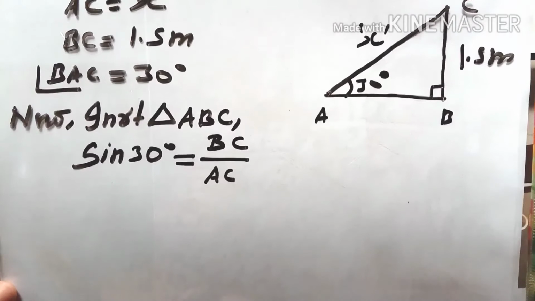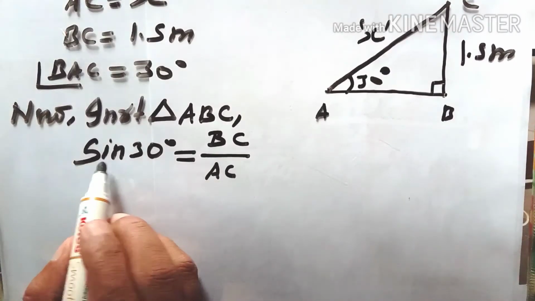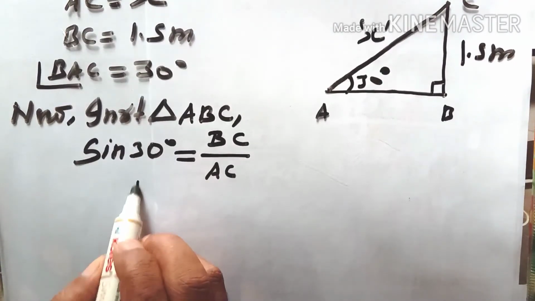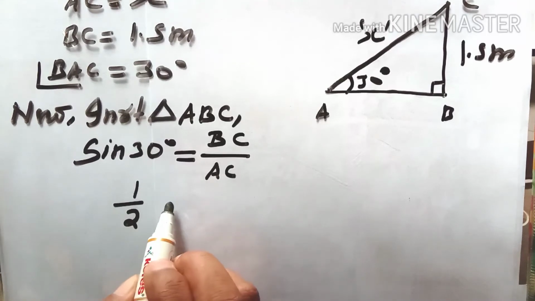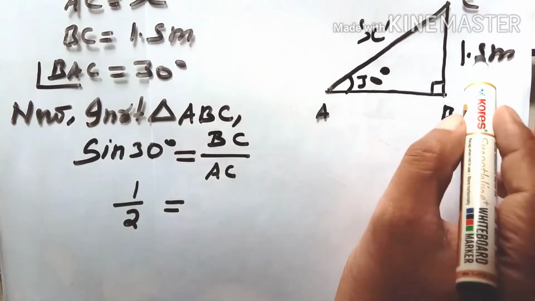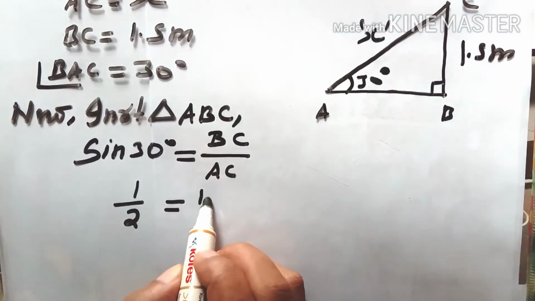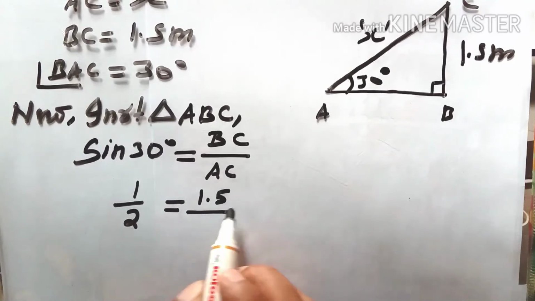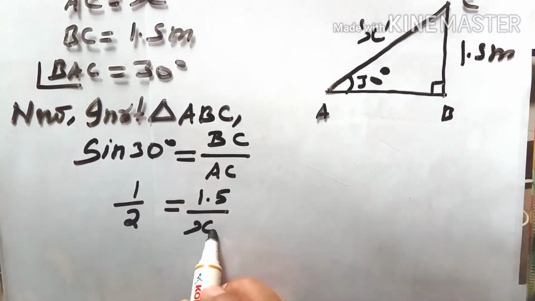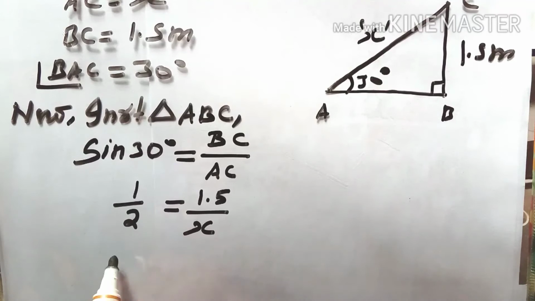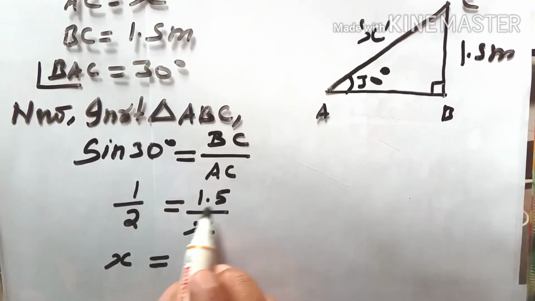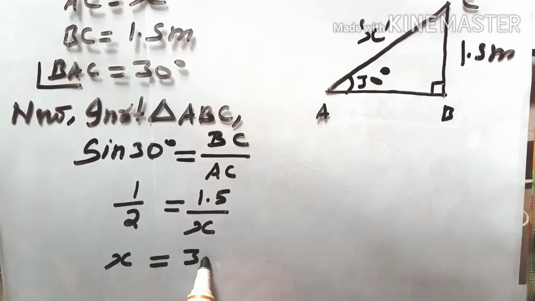Now we can substitute the value here. Sine 30 degree, the value is 1 by 2 equals BC, the height is given here 1.5 divided by AC, we have labeled X. Now take here a cross multiplication. X equals to 1.5 into 2 equals to 3.0, which means after the decimal point 0 we can cancel.